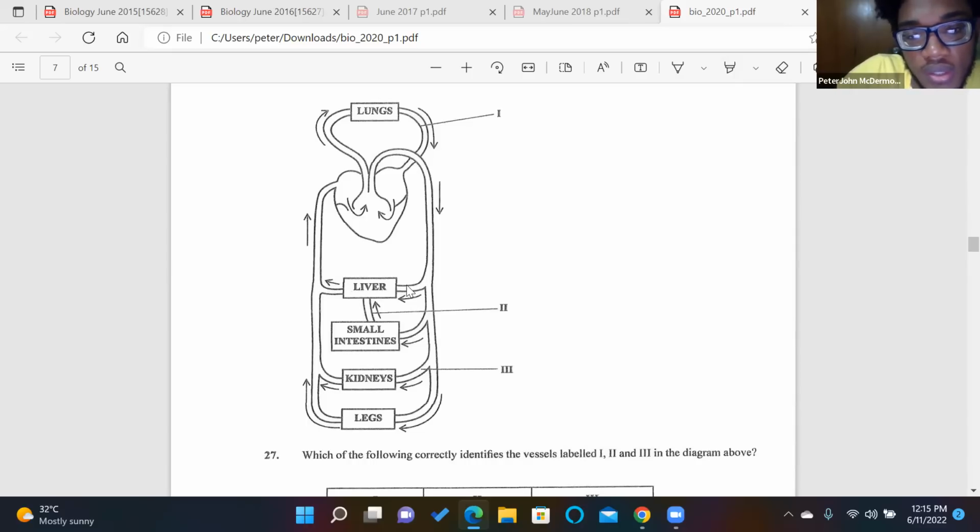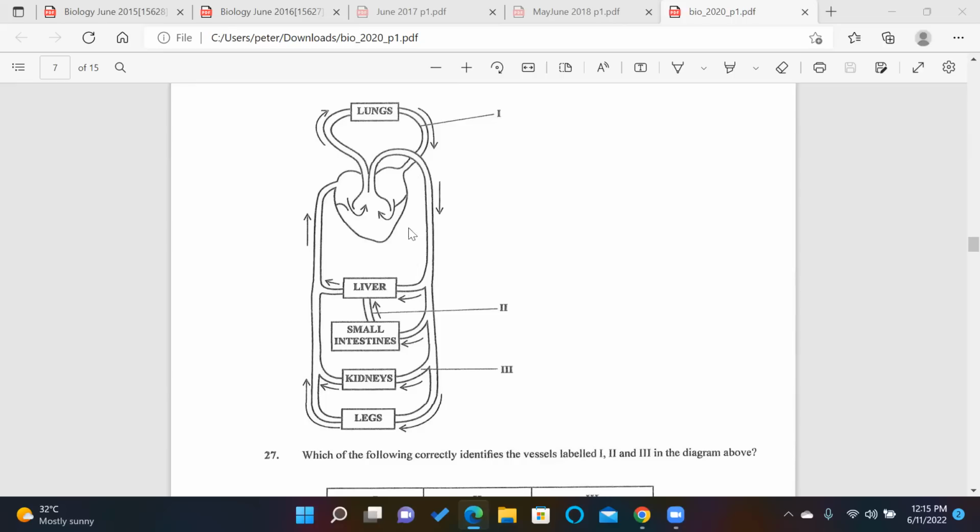So what is this? We're going to the liver. So what are we? If we're going to, we're an artery. If we're leaving, we're a vein. To, we're an artery. Leaving, we're a vein. So what's this? Artery. So which artery is it? Hepatic artery. What's this? Hepatic vein. We're skipping this for now.